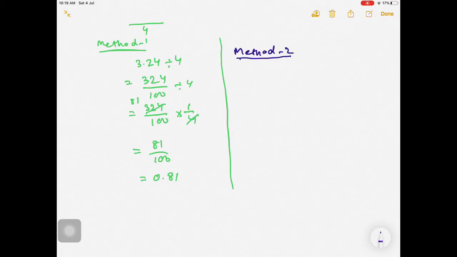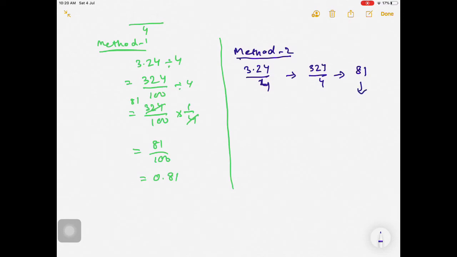Here what we do, we think of it as a whole number. We want to divide 3.24 by 4. So when we think of it as a whole number, we have 324 and divide it by 4. When we divide 324 by 4, we get 81.